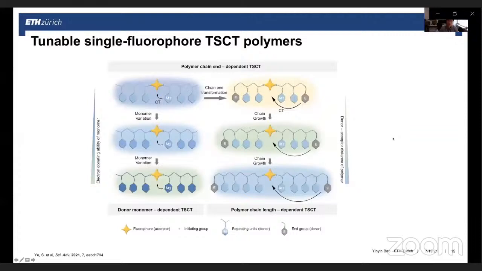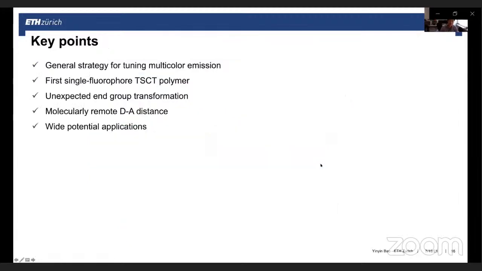So overall, based on this single fluorophore through-space charge transfer polymer system, we have three different ways to tune the fluorescent emission color in the solid state, either by changing the monomers, or by transforming the N-chain groups, or just simply tuning the molecular weight of the polymers.